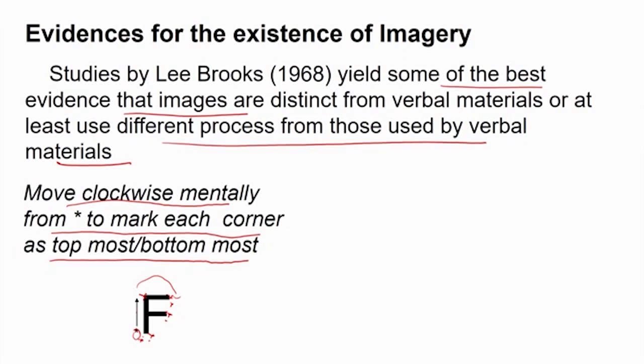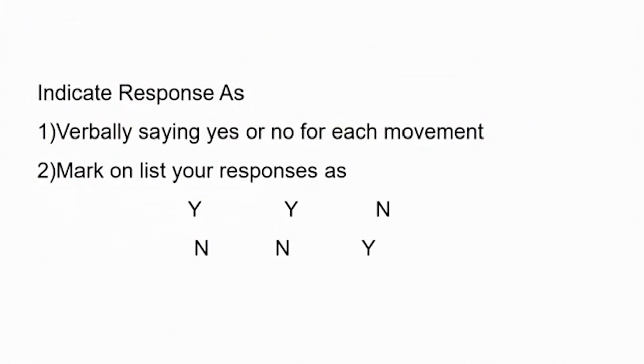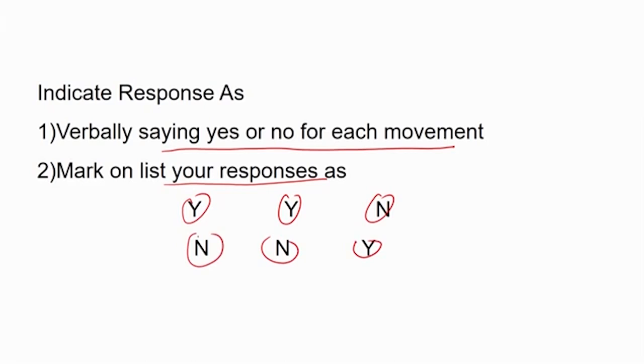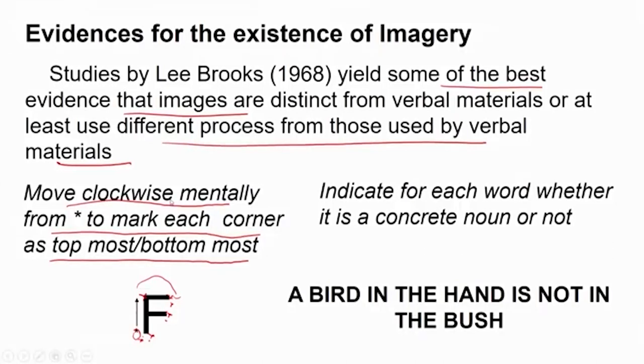The answers had to be provided in a response sheet like this. Either people have to say verbally yes or no, or people have to mark their answers on a sheet of Y's and N's. Each time you go from corner to corner, whether it is the topmost or bottommost, you put a circle on Y or N. One way of responding was this, the other way of responding was verbally saying yes and no. So this is one experiment.